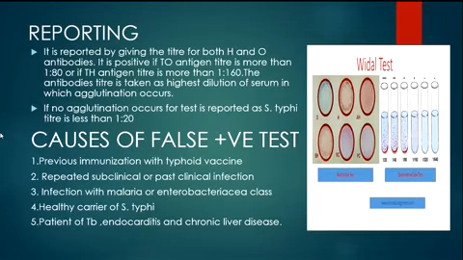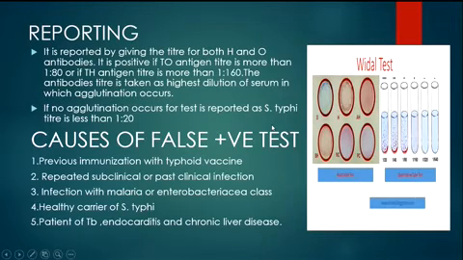It is positive if the O antigen titer is 1:80 or more. That means when we are looking at the O antigen test, the titer should be 1:80 or more: 1:160, 1:320 or this one. If it's less than this, the test is negative, and if it's this or above this, the test is positive. While for the H antigen, the titer should be more than 1:160. If it's above this, the test is going to be positive, while if the titer is less than this, the test is going to be negative.